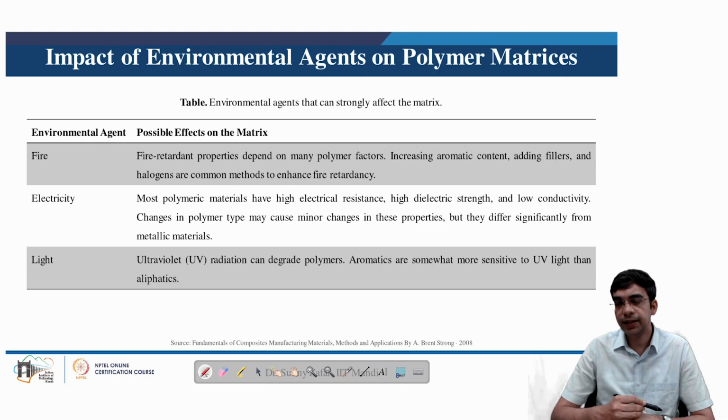In the case of light, it is the ultraviolet light which can significantly degrade the polymers, and in this case also the presence of aromatic compounds in the polymer chain may make them more sensitive to ultraviolet light compared to aliphatic compounds.